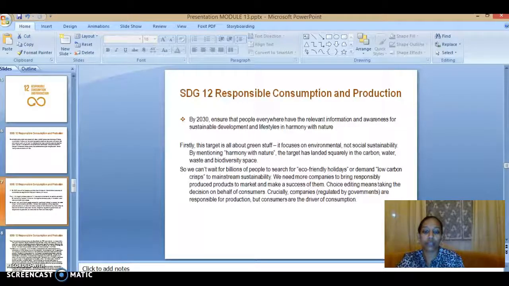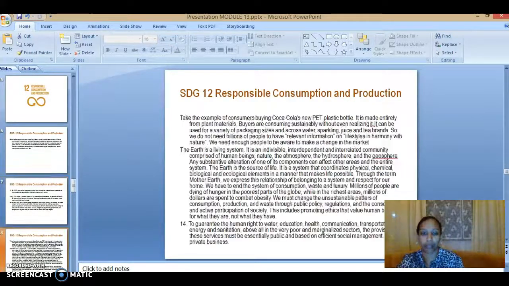So we can't wait for billions of people to search for eco-friendly holidays or demand low-carbon crisps to mainstream sustainability. We need more companies to bring responsibly produced products to market and make a success of them. Choice editing means taking the decision on behalf of consumers. Crucially, companies regulated by governments are responsible for production, but consumers are the driver of consumption.